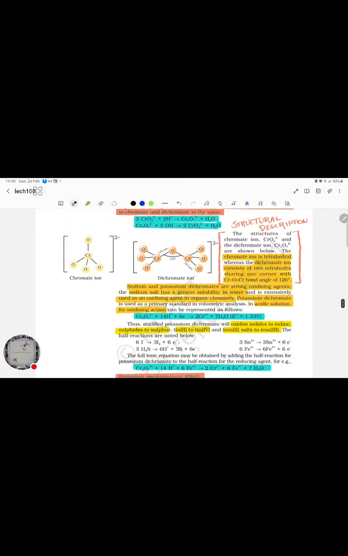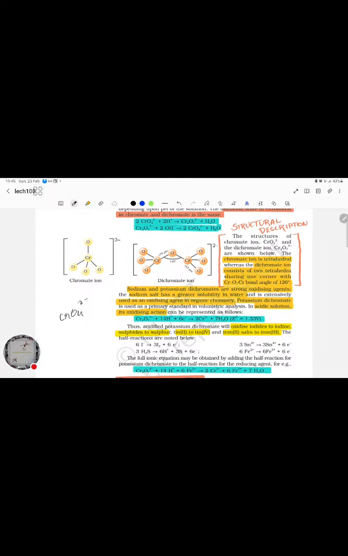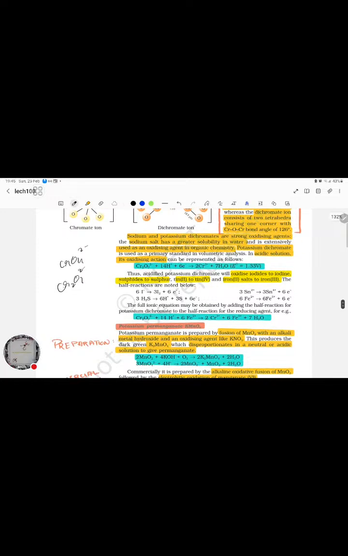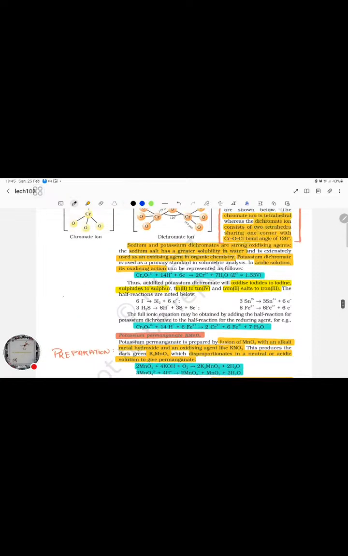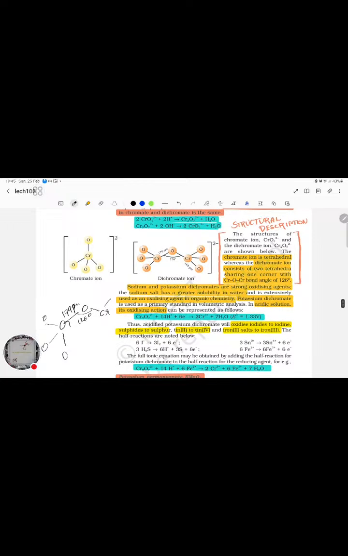So now we are given the structural description of CrO4 2 minus and Cr2O7 2 minus. First let's write CrO4. In CrO4 we have four oxygens bonded on the 4 sides with a negative charge over it. For dichromate we have the same structure; the difference is that there is a chromium-oxygen-chromium bond which is 126 degrees apart, with 179 picometers. The chromium-oxygen bond is 163 picometers in length. The chromate ion is tetrahedral, whereas the dichromate ion consists of 2 tetrahedra sharing one corner with a CrOCr bond angle of 126 degrees.